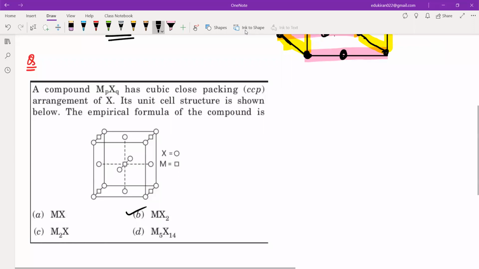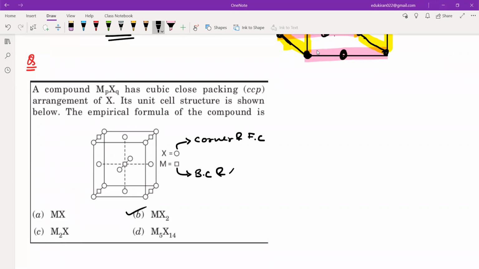Saif? Hello? Yes, sir. Tell me where these circle atoms are. These are at corners and face centers. And these square atoms are at edges, one at the body center and edges. A body center and how many edges? 4. Only 4 edges. 4 edges. Okay. Now listen.